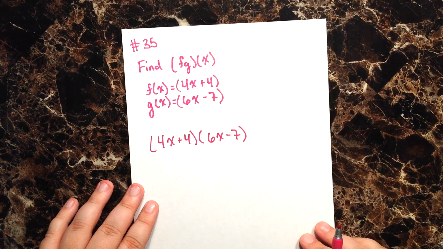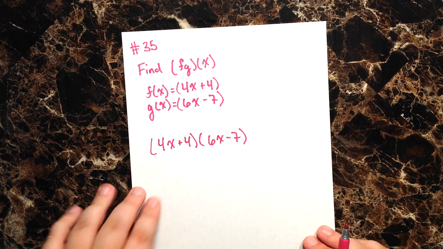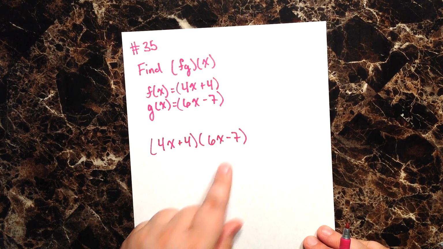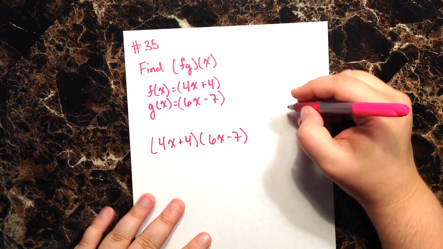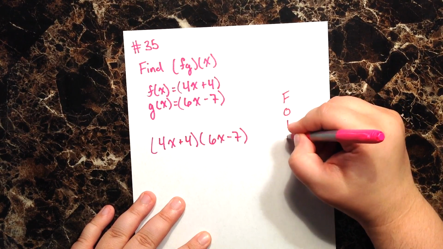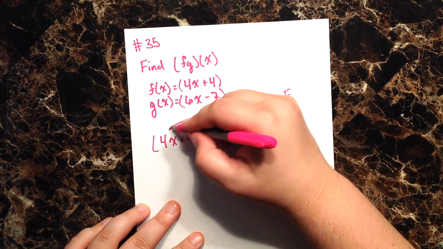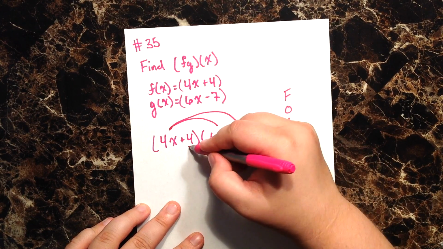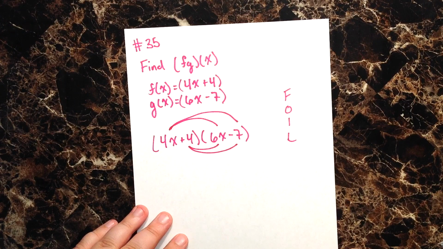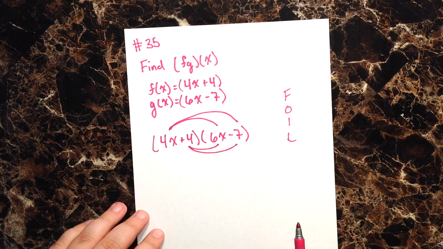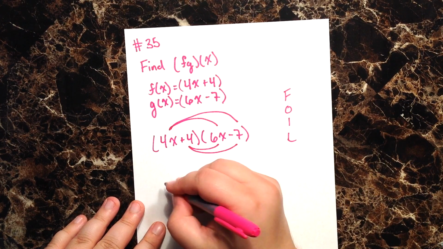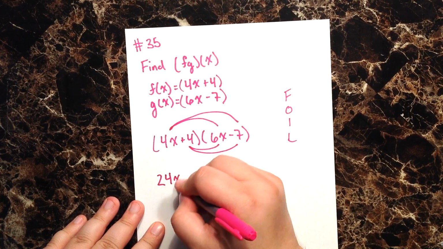And when we do, we can see that this looks pretty familiar to us. We have a binomial times a binomial. And what do we do with that? We double distribute or FOIL. And so we're going to do our first, our outer, our inner, and our last. And so 4x times 6x gives me 24x squared.